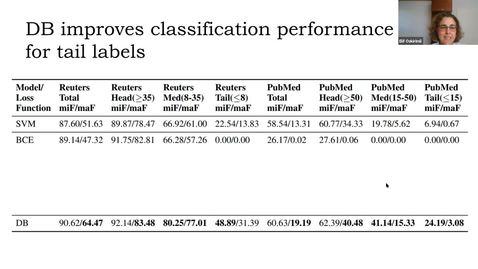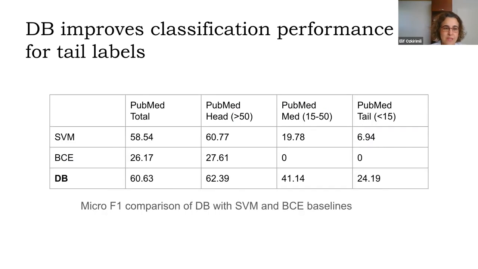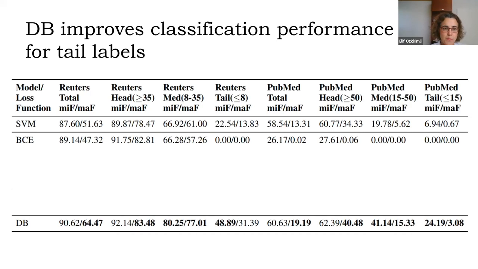So if we dig a little bit deeper, this was for the PubMed dataset. So I will try to slowly emerge to show you the full table. On the left-hand side are the Reuters results. On the right-hand side are the PubMed results. And these are the different loss functions that we used. So this is basically the same slide, except now I have micro and macro F1 scores outlined. You see that DB performs much better compared to SVM and BCE, even for tail labels.